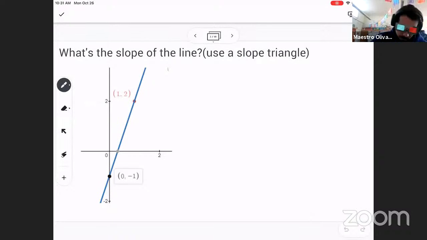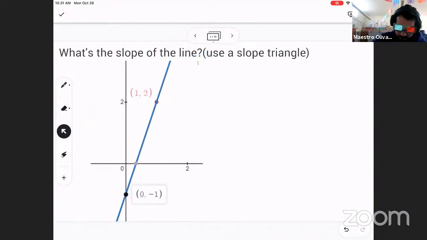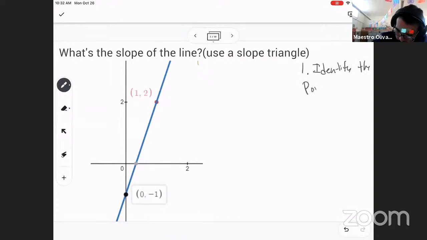What's the slope of the line? So we have our little triangle, or we have our line here. Italy, can you please unmute yourself and let us know what the first step is when finding the slope? What's step number 1? Identify the points on the line. Thank you so much, Italy. Identify the points on the line. Michael, how many points do you see on this line right now?